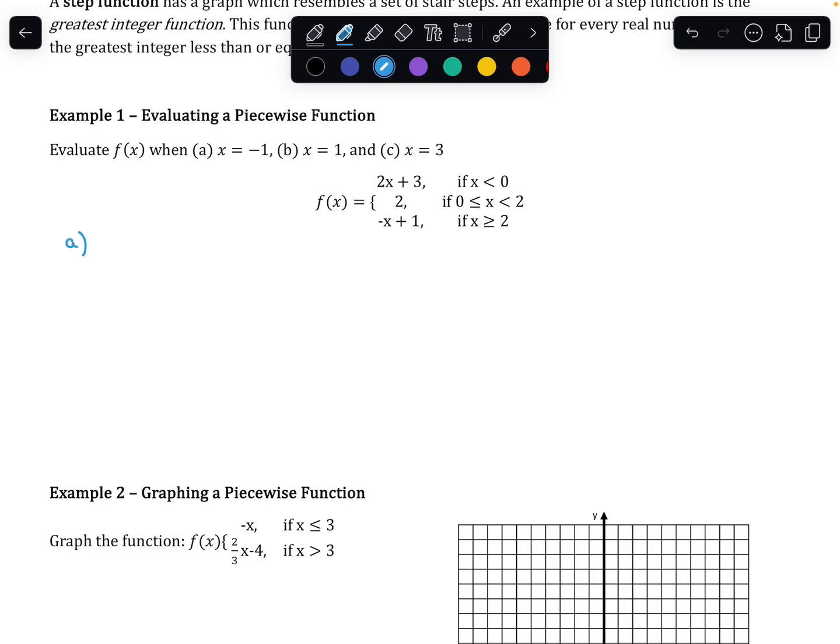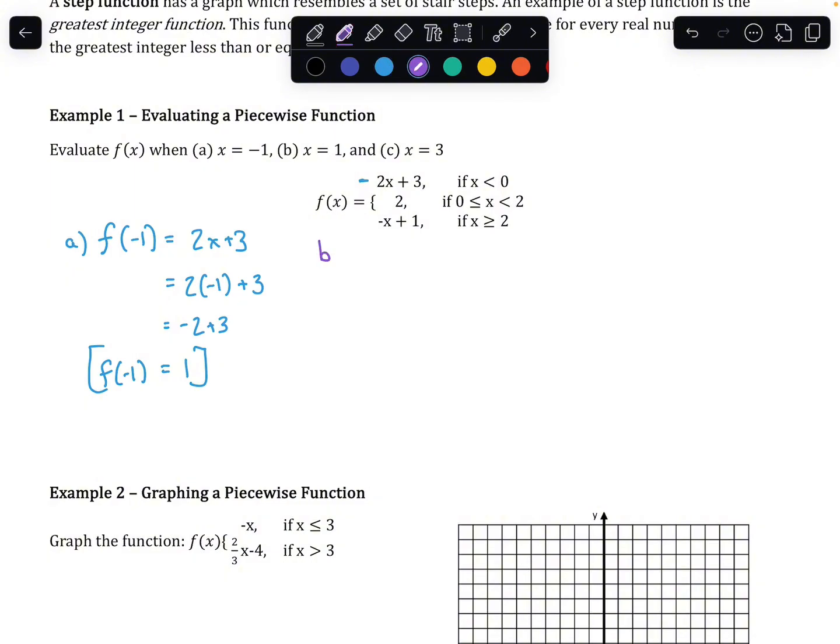So A, function of -1. -1 is less than 0, so it's going to be our first equation, 2x plus 3. So I'm going to plug in -1. So 2 times -1 is -2, plus 3. So we have 1. So function of -1 equals 1. It's the first one.